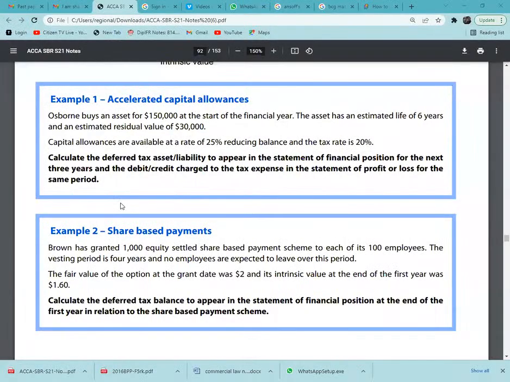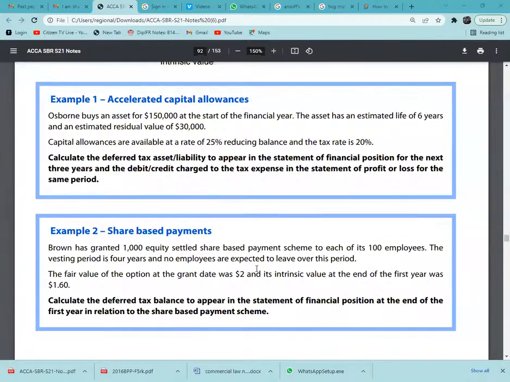Now here they have given us a very simple concept. It says Brown has granted 1,000 equity settled share-based payment scheme to each of its 100 employees. The vesting period is 4 years and no employees are expected to leave over this period. The fair value of the option at the grant date was $2 and its intrinsic value at the end of the first year was $1.6. They want us to calculate the deferred tax balance to appear in the statement of financial position at the end of the first year in relation to the share-based payment scheme.